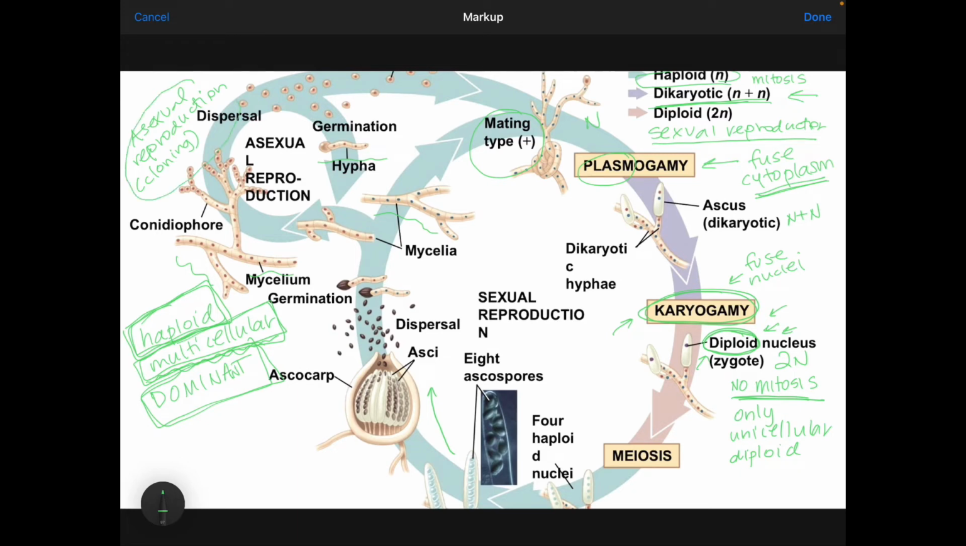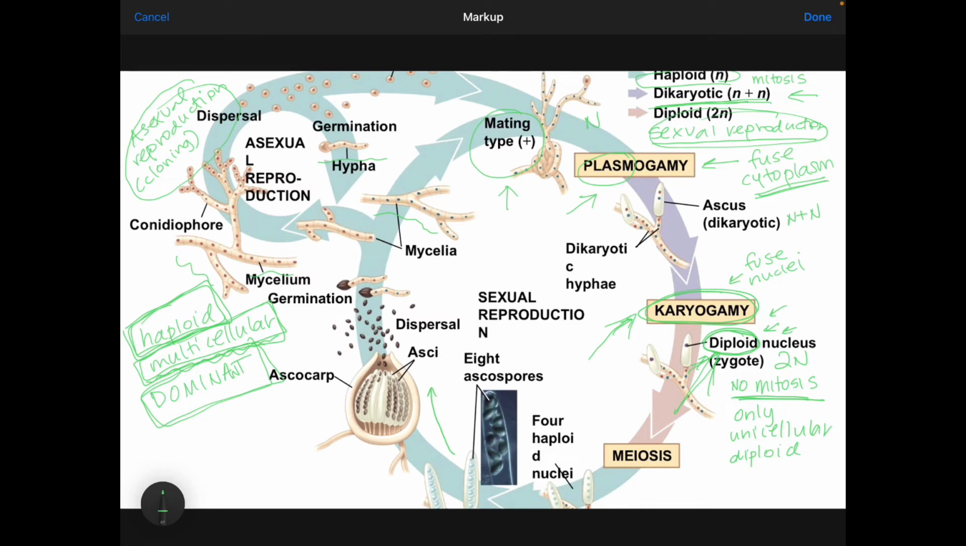Fungi can undergo asexual reproduction, or they can undergo sexual reproduction. During sexual reproduction, they meet up with another individual of an opposite mating type. They fuse their cytoplasm. That makes a dikaryotic organism, and then they undergo nuclear fusion. They fuse their nuclei, and now they are finally diploid.